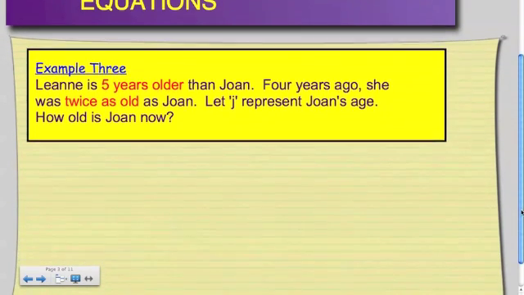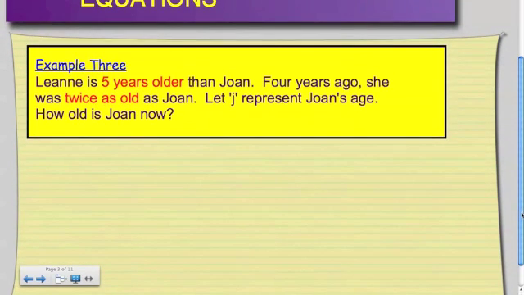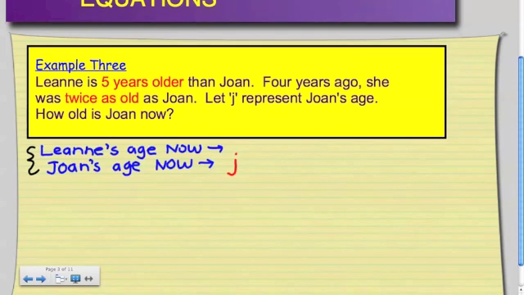Okay, now we have an age problem. So this is a little bit longer, so copy this down. This is not as obvious. Sounds like the very first sentence. Have Leanne's age reflected in terms of Joan. Yes, because Leanne is 5 years older than Joan. So Leanne is going to be J plus 5. That's how we're going to represent her age. Now, in order to solve this problem, we have to talk about 4 years ago.